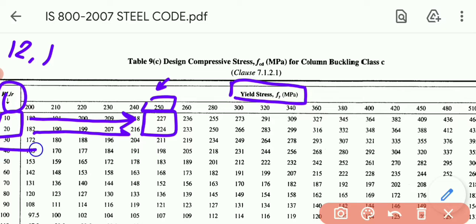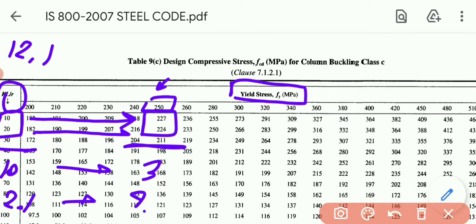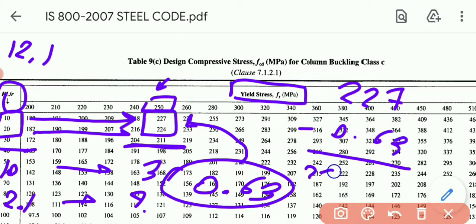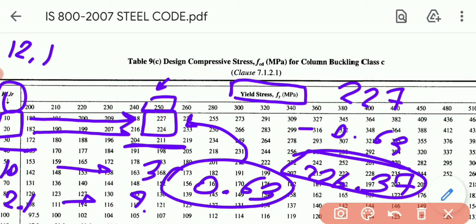If I am doing interpolation, then the difference 20 minus 10 is 10, and 227 minus 224 is 3. So at the difference of 10, the value is 3. So for 12.1, means for 2.1, how much is it? It will be 6.3 divided by 10, so that will be 0.63, right? Then it will be deducted from 227, because as slenderness ratio increases, the value of FCD decreases. So 227 minus 0.63, I get 226.37. That will be the value of FCD.